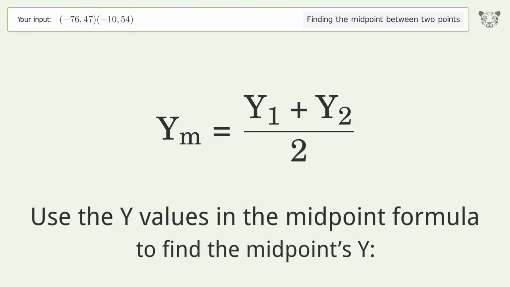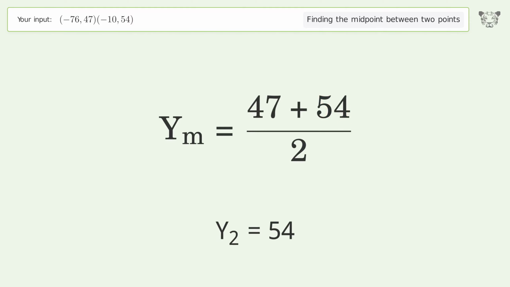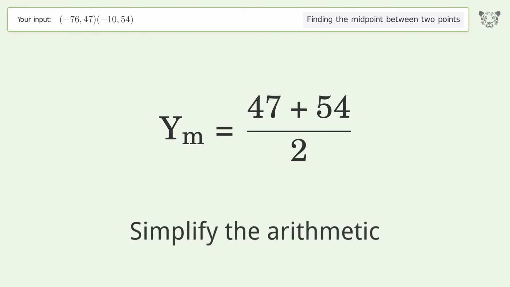Use the y values in the midpoint formula to find the midpoints y. y1 equals 47. y2 equals 54. Simplify the arithmetic.